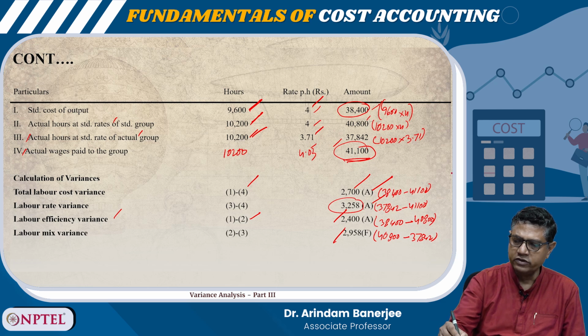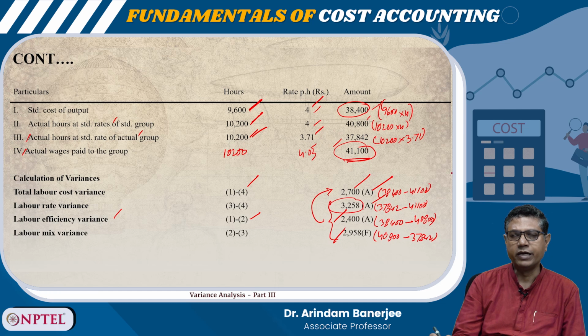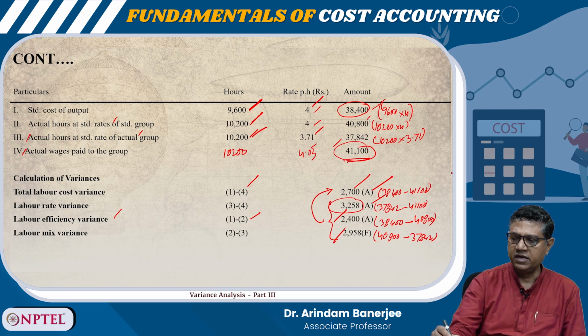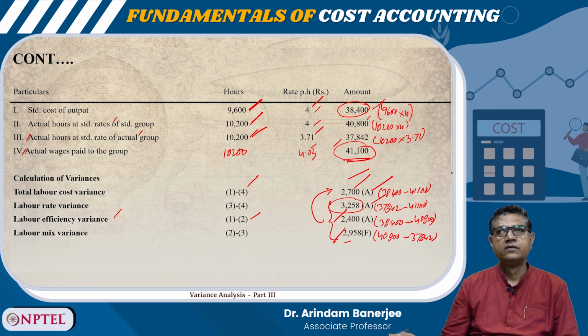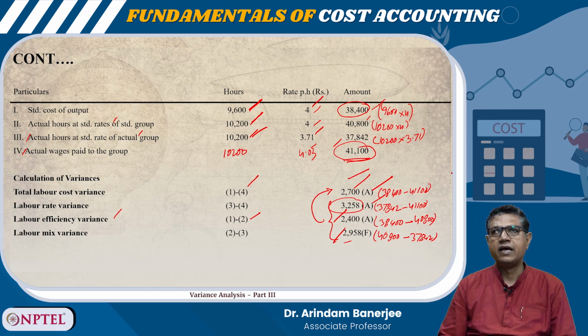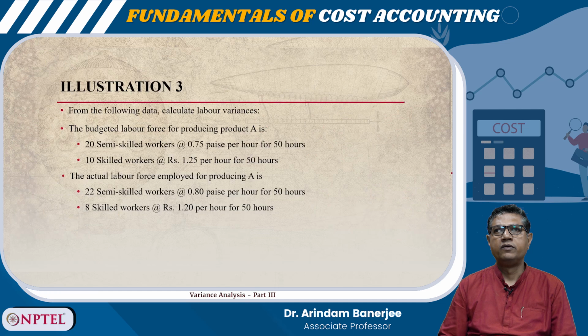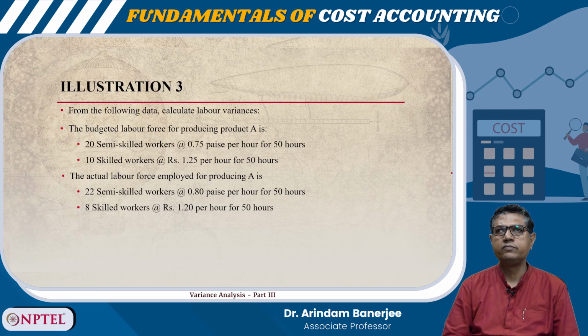Now if you add these three, you should get this one. So you can recheck: 3,258 plus 2,400 minus 2,958, it should come to 2,700. So this was our another problem. We are moving to illustration 3 now.